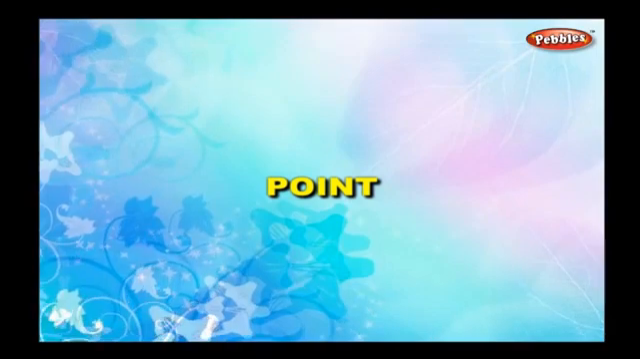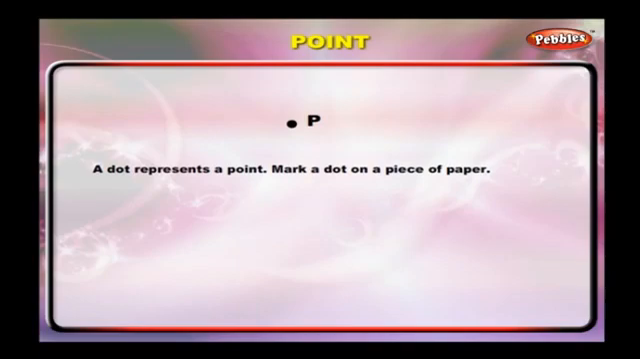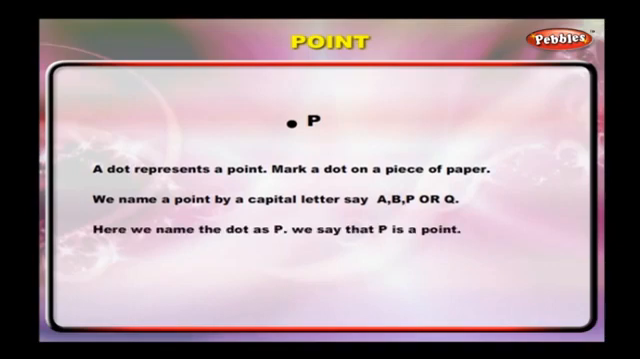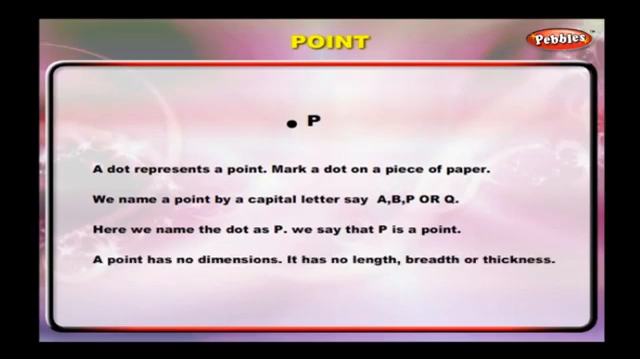Geometry. Point. A dot represents a point. Mark a dot on a piece of paper. We name a point by a capital letter, say A, B, P or Q. Here we name the dot as P. We say that P is a point. A point has no dimensions. It has no length, no breadth or thickness.